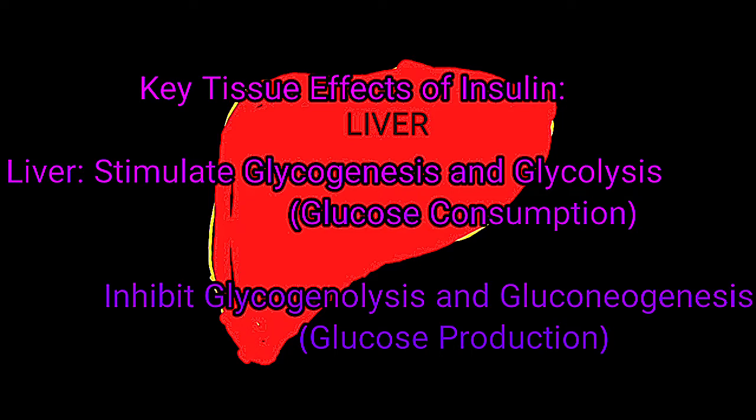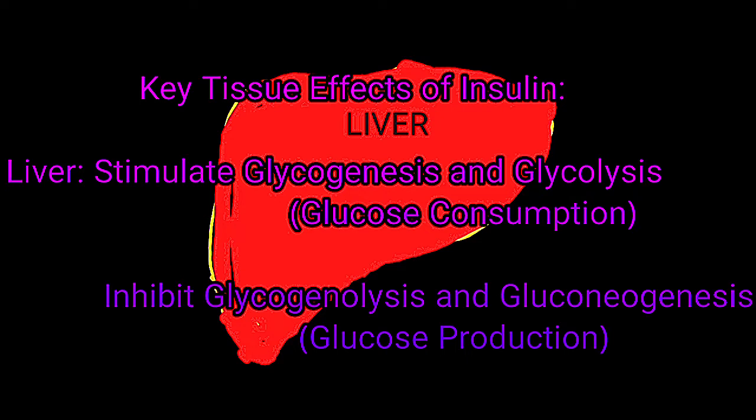Starting with the liver, insulin will stimulate glycogenesis or glycogen synthesis and glycolysis. These 2 glucose-consuming pathways will use up nearly 60% of all the glucose present in the bloodstream after a meal.